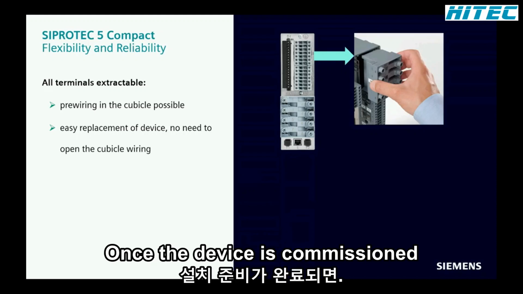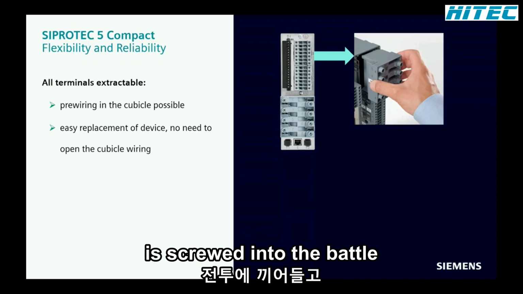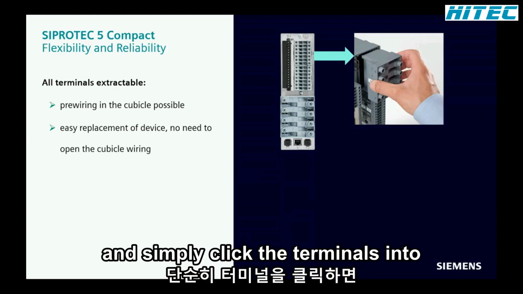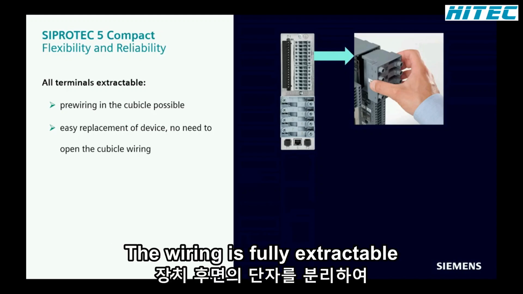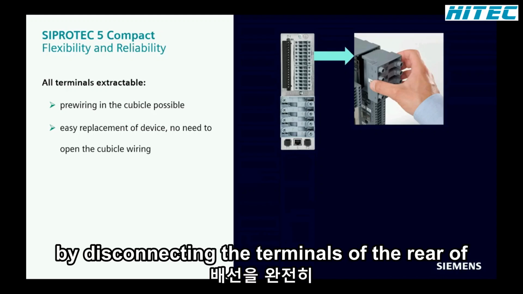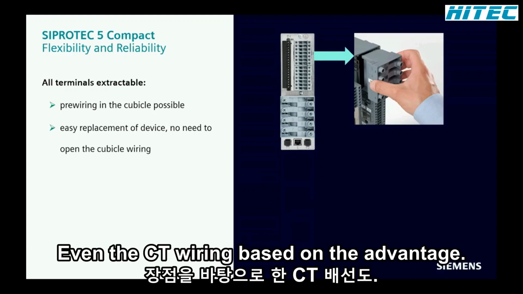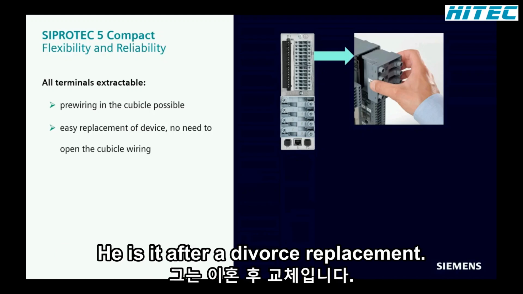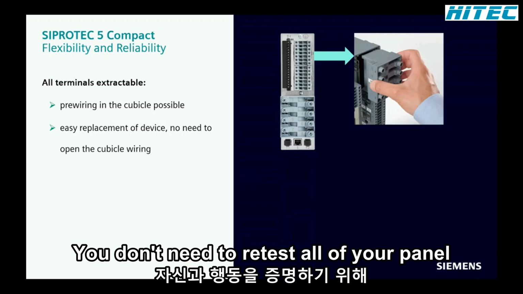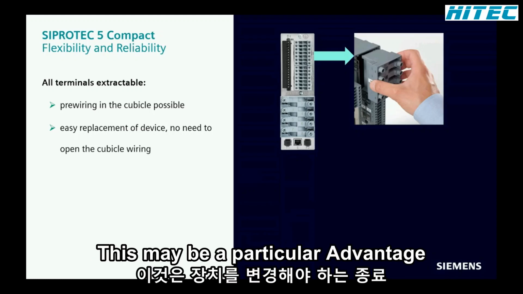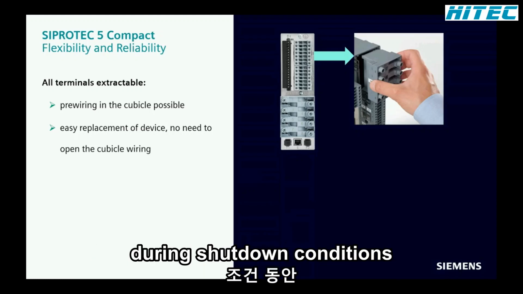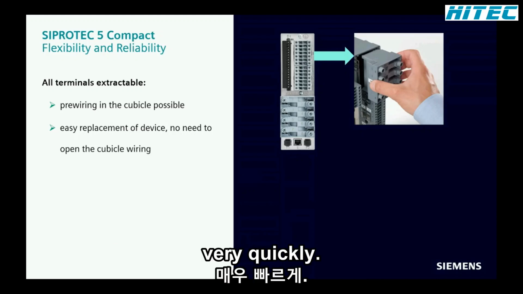Once the device is commissioned and ready for installation, all you need to do is screw it into the panel and simply click the terminals into it. If for some reason you needed to replace a device, the wiring is fully extractable by disconnecting the terminals off the rear of the device. Even the CT wiring can have this done. The advantage here is that after a device replacement, you don't need to retest all of your panel wiring to prove your terminations. This may be of particular advantage during shutdown conditions where you need to change a device very quickly.